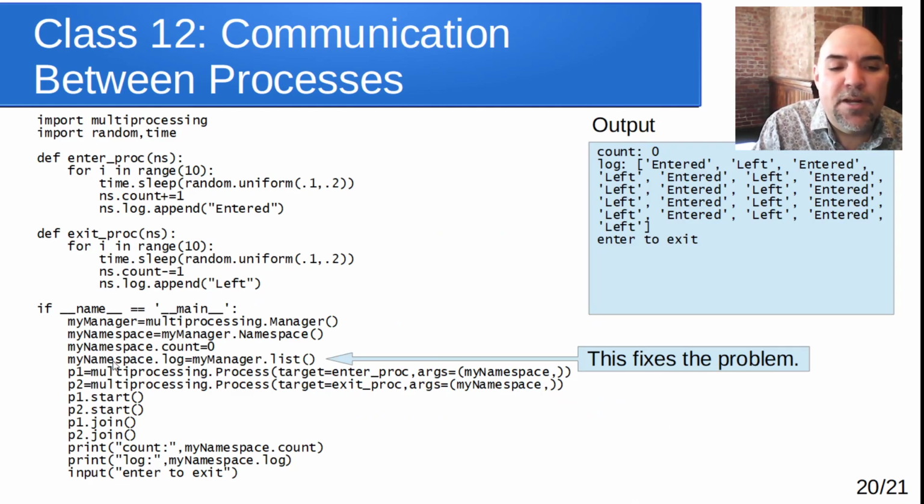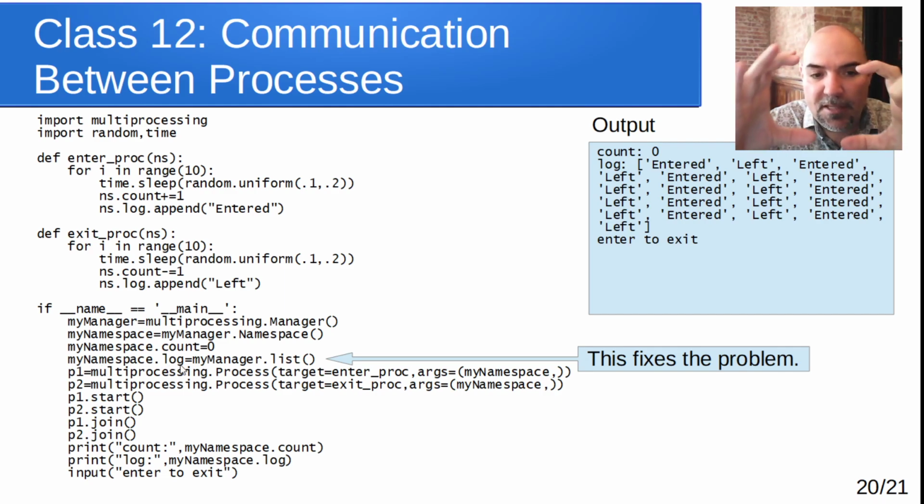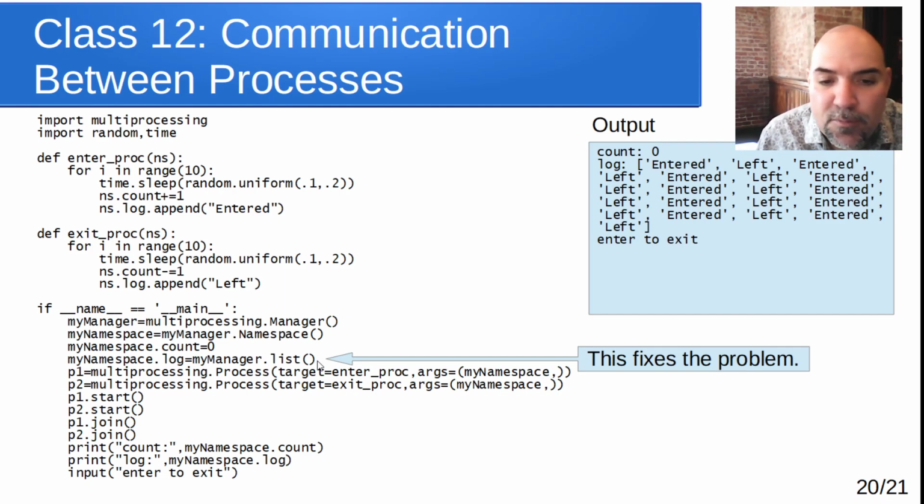So rather than creating that myspace.log as just an empty Python list, we say make it a myManager.list. That creates a special kind of list that the manager can then know updates. There are some other ways to fix that that I've seen used as well. For example, let me just switch back to Python and I'll show you something.